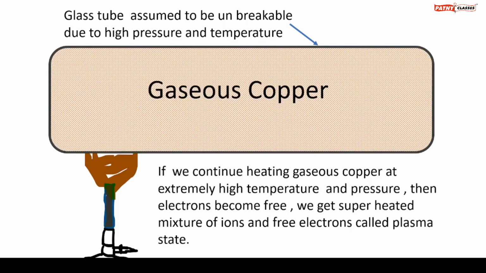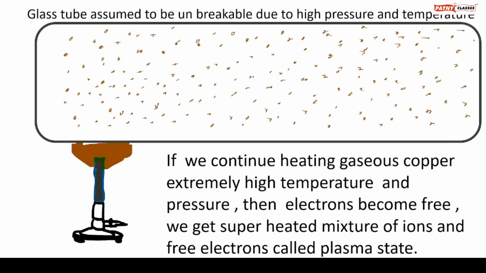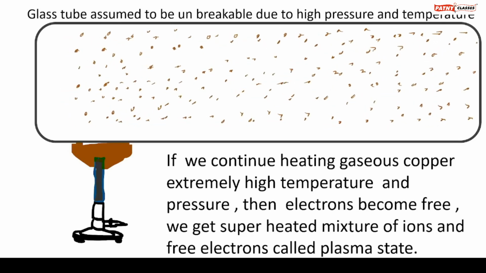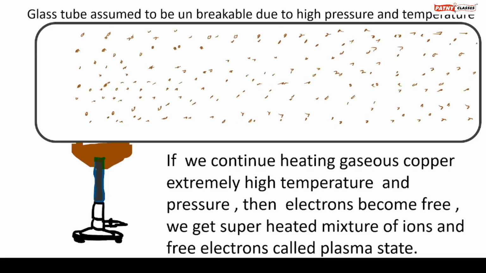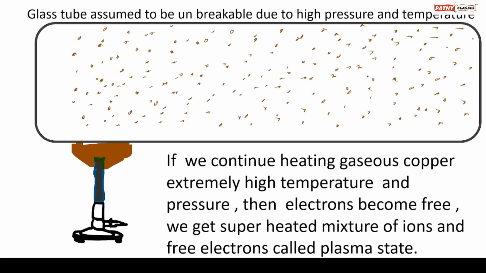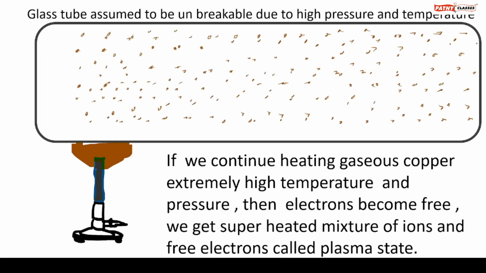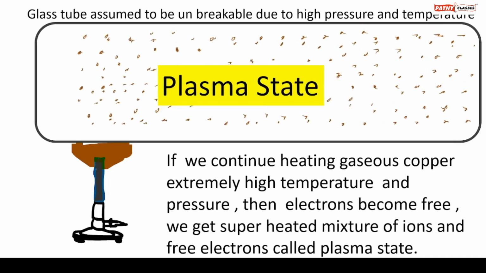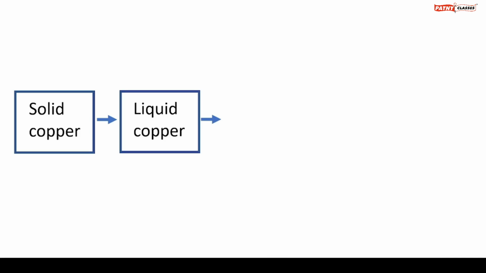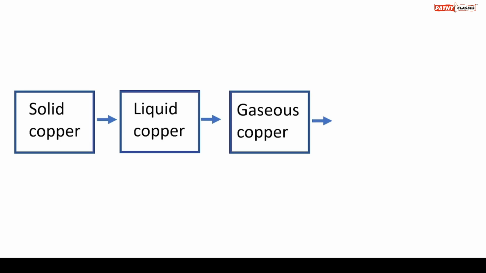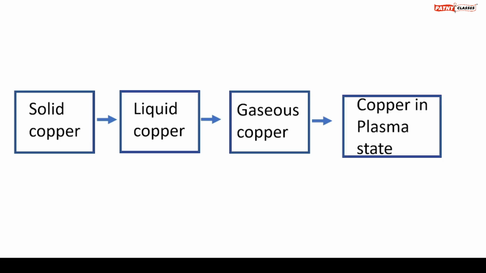Now take gaseous copper in this tube, and if you continue heating gaseous copper at extremely high temperature and pressure, then electrons become free and we get a superheated mixture of ions and free electrons. This mixture of ions and electrons in superheated form is nothing but what is called the plasma state. In this process, solid copper gets converted to liquid copper, then gaseous copper, and then plasma state.